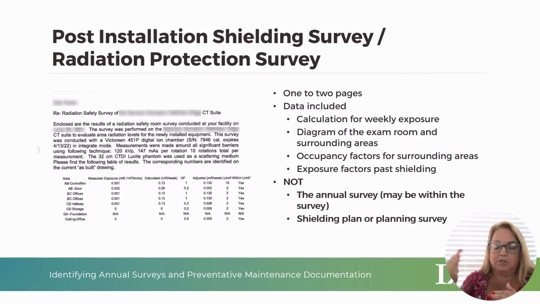So in other words, it will tell you, what is the exposure on the other side of the shielding, i.e. when your receptionist or your patients are sitting adjacent to the wall of the scanner room, what is the dose there? What this document is not is the annual survey, although this may be included within your annual survey if that's the way your physicist does their documentation.